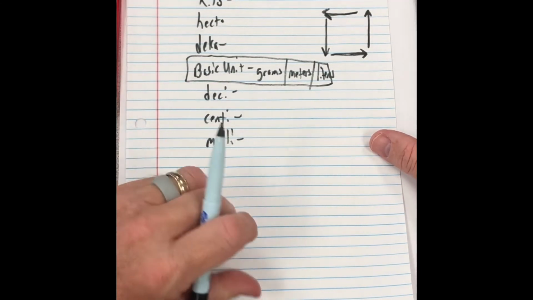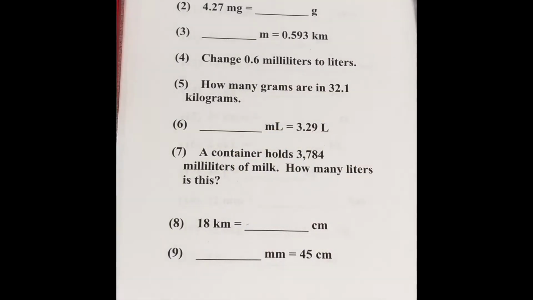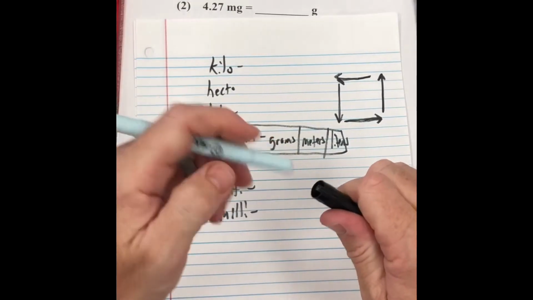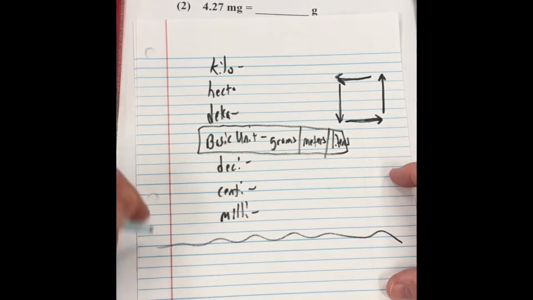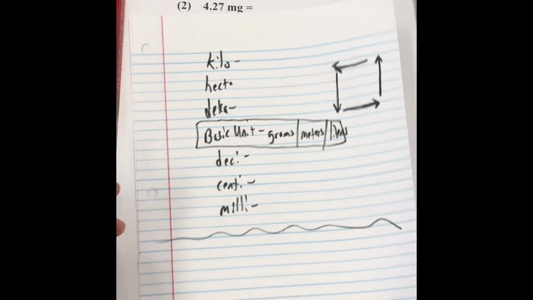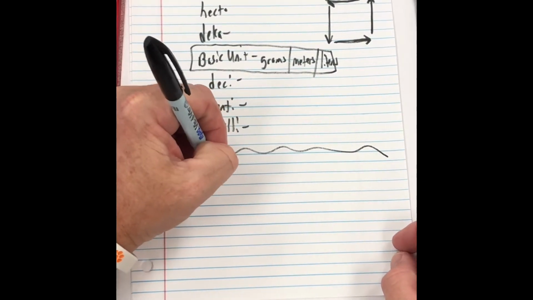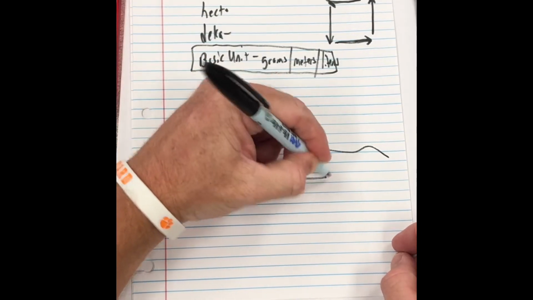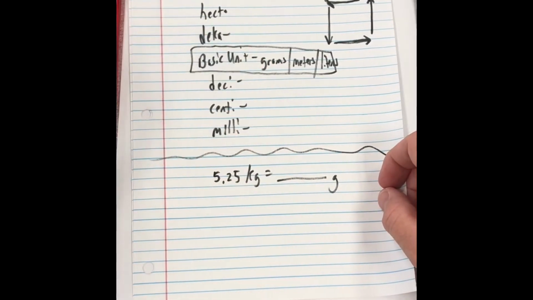So now that we have made our chart, let's go back and work a few problems. Problem number 1, 5.25 kilograms equals how many grams? And I would encourage you to follow the same pattern that you use in math class. Math teachers talk to students all the time about writing the problem down, making sure you have enough room to do your work.